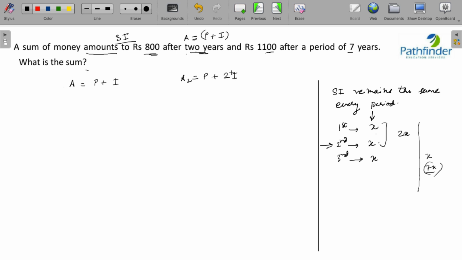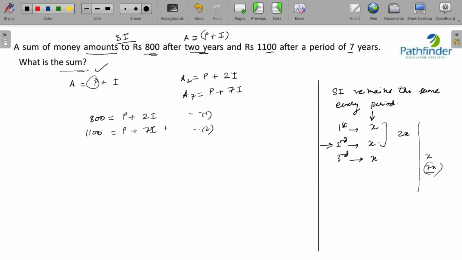You can call it I, you can call it X, you can call it whatever you want. I'm calling it I here for simplicity. Similarly, the amount after 7 years must be principal plus 7 times I, or 7 times interest. So we have two equations: 800 is equal to P plus 2 times I, and 1100 is equal to P plus 7 times I. We are required to calculate the value of the sum, or the value of principal, in this question.